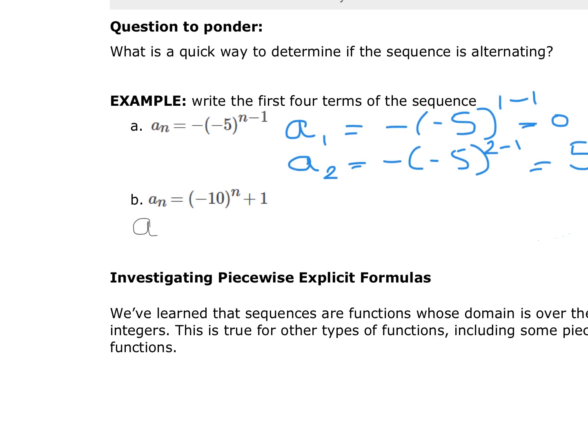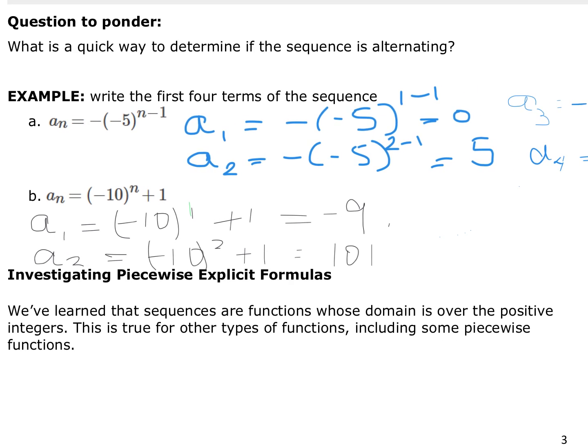So for a sub 1, this is going to be equal to negative 10 raised to the 1, plus 1, which is going to give us negative 10 plus 1, which is negative 9. A sub 2 is going to be negative 10, quantity squared, plus 1. So this is going to be a positive 100 plus 1, which is 101.